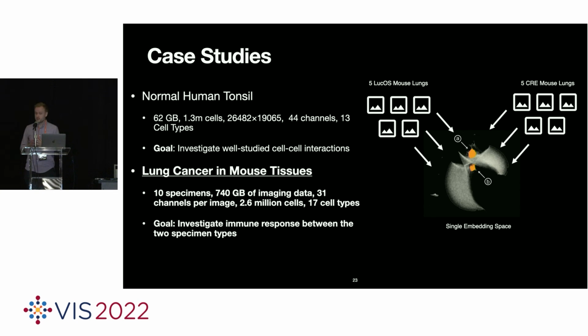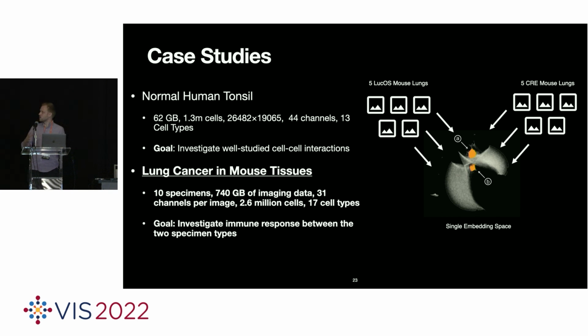To evaluate Vicinity, we held 2 case studies with domain experts. I won't go into the first one, but I highly encourage you to read the paper. I'll quickly go through the second case study. This case study was conducted with a cancer biologist at the Santagata lab at Brigham and Women's Hospital. And here we're investigating 10 specimens of cancerous mouse lung. Of these 10 specimens, 5 are genetically engineered to have a robust immune response, and 5 are genetically engineered to have a poor immune response.